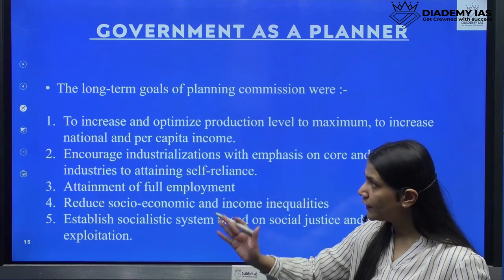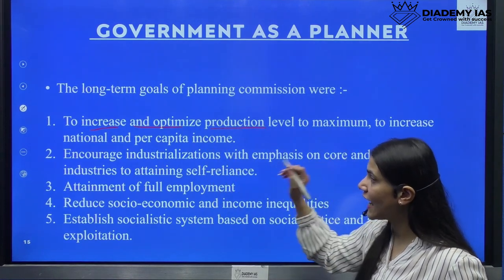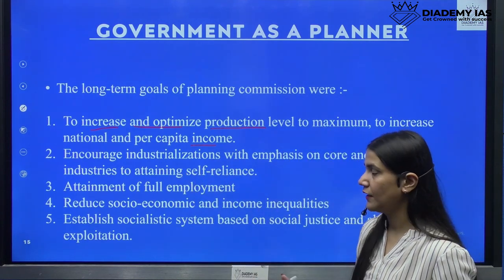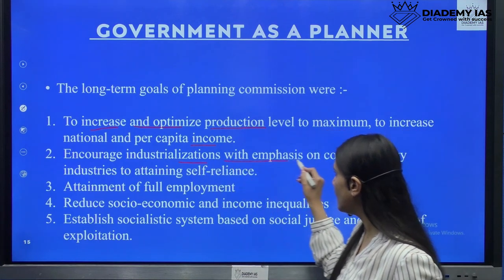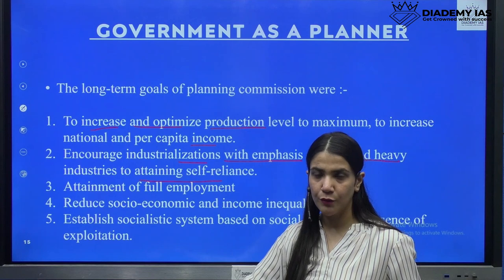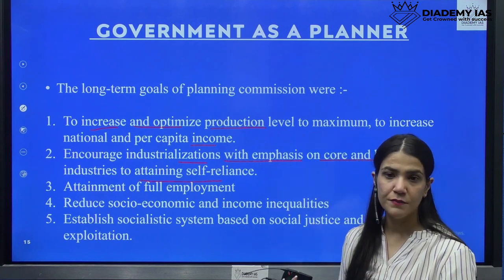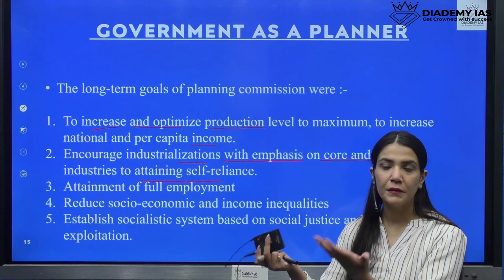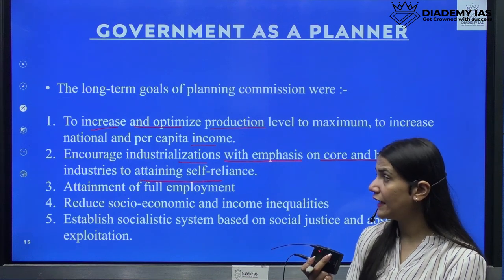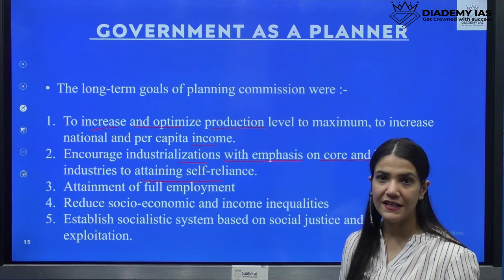As you can see, it is a long-term vision and it starts with to increase and optimize the production level to maximize the national per capita income. That is how the Planning Commission plans its further future course of action. Secondly, to encourage industrialization with the emphasis on the core and heavy industries to attain self-reliance. So instead of depending upon other countries outside the domestic front, as per the Planning Commission model, instead of going outside and taking help or making sure there is a lot of export happening, we have to make sure that we are now being self-reliant and, as our own country, boosting our resources and utilizing them in the best optimal way, right?